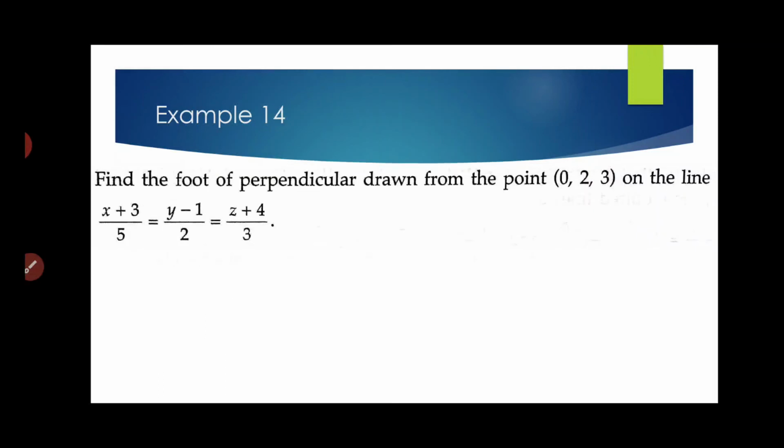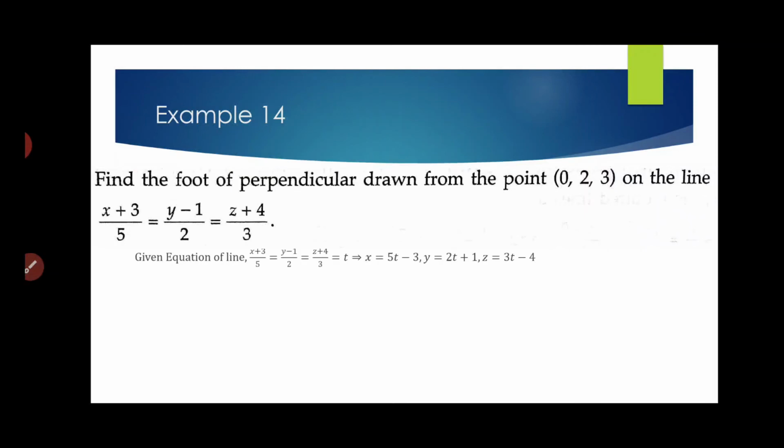Now, next one. Find the foot of the perpendicular drawn from the point 0, 2, 3 on the line (x plus 3) by 5, (y minus 1) by 2, and (z plus 4) by 3. Similar question. So all we need to do is first find the equation of the perpendicular line and then again solve. Or I need not find the equation of the perpendicular line. You'll see what I'm going to do.